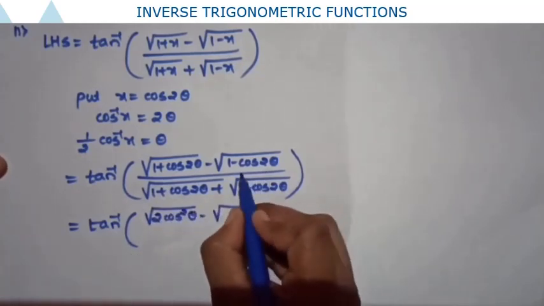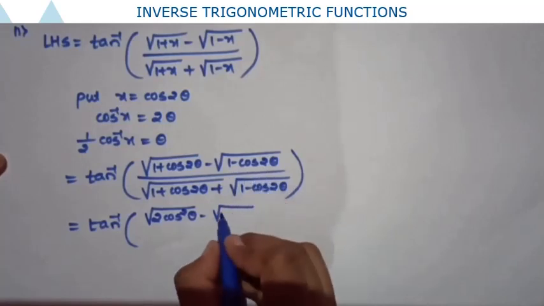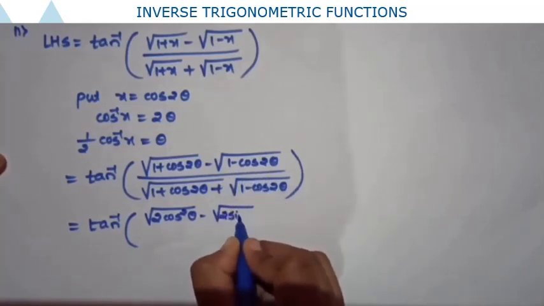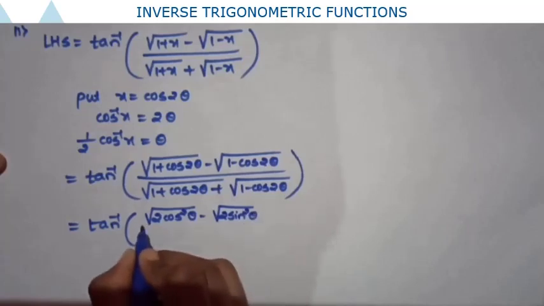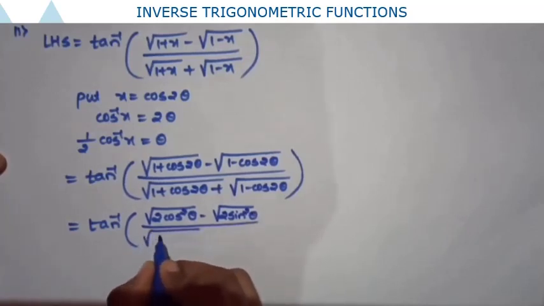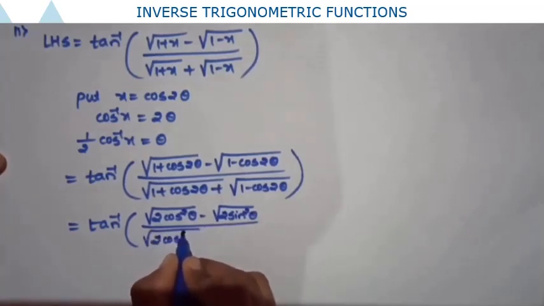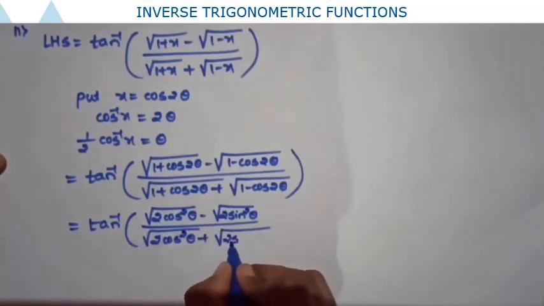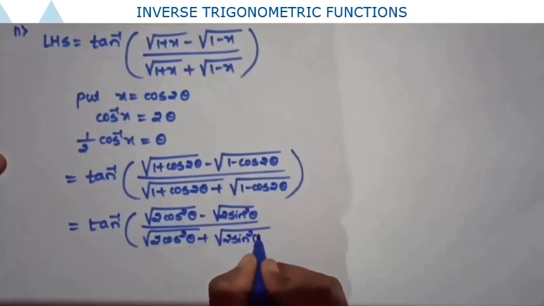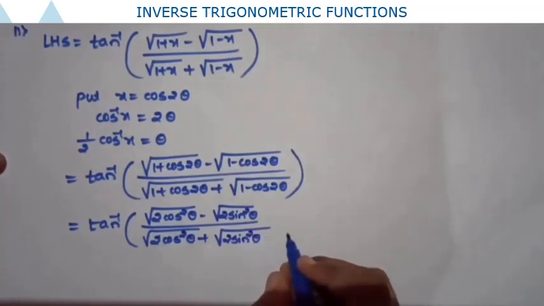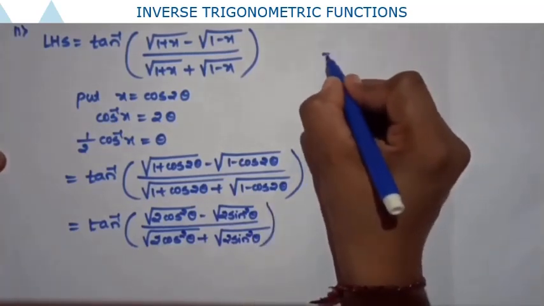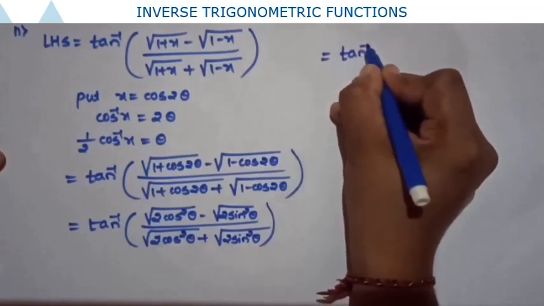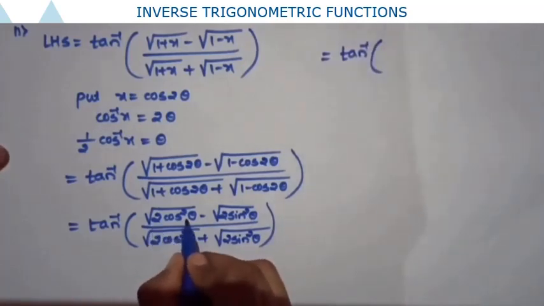Minus, and this also you know, 1 minus cos 2 theta is 2 sin square theta, and the whole is divided by 1 plus cos 2 theta, that is 2 cos square theta, plus root of 1 minus cos 2 theta, that is again minus root of 2 sin square theta. So therefore we can have tan inverse of root 2 cos square theta.